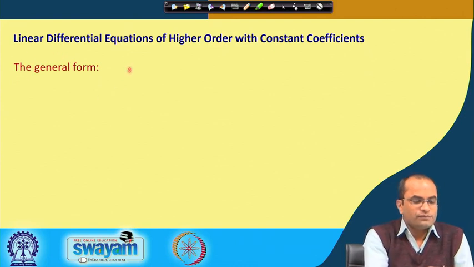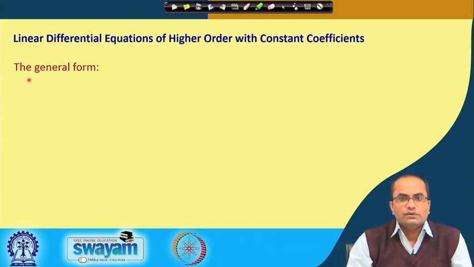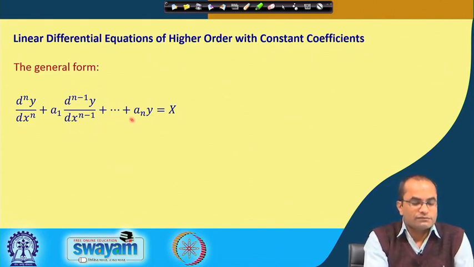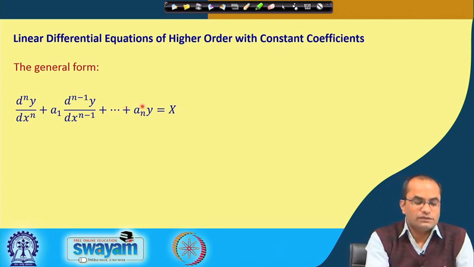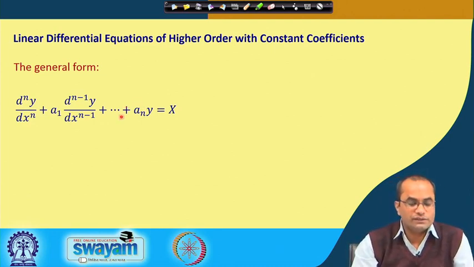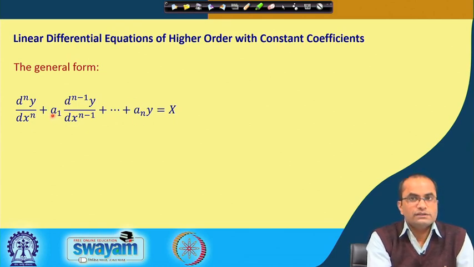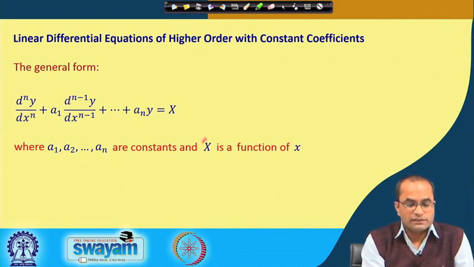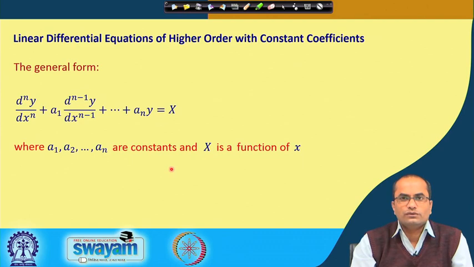Here, the general form of such differential equations which we will be talking about in today's lecture is the nth derivative of y plus a 1, which is a constant, times the n minus 1th derivative of y, and this will continue up to the y term with the coefficient, again a constant, a n. So these coefficients a 1, a 2, a 3, up to a n are constants, and the right hand side function x is a function of x. It can also be a constant, but in general we can take it as a function of x.